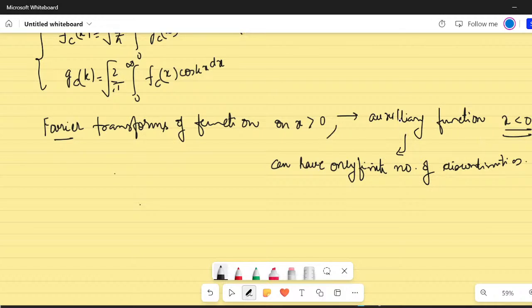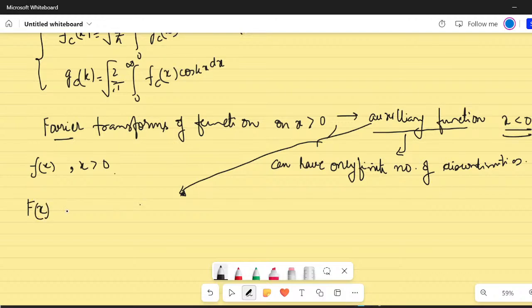Okay, and there are two ways of choosing this auxiliary function. See, if my function f of x is defined for all x greater than 0, now there is an issue with x less than 0. Now there are two ways. One can write this particular auxiliary function capital F of x as simply f of minus x for all x less than 0.